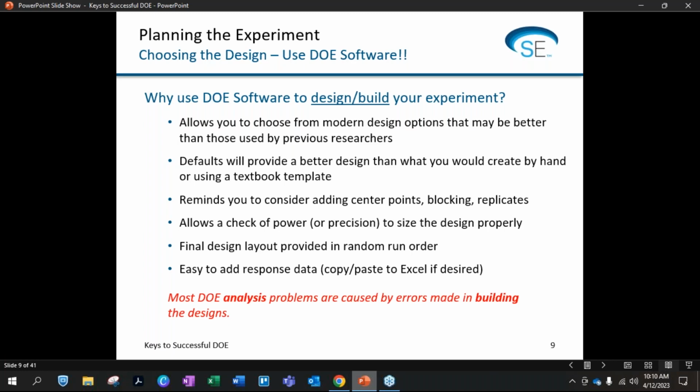From observation of people sending us data, we noticed that most DOE analysis problems are caused by errors or omissions made in building the designs. That says, if you build a better design, then the analysis of the data is actually going to end up being better. So design building is just as important as design analysis.